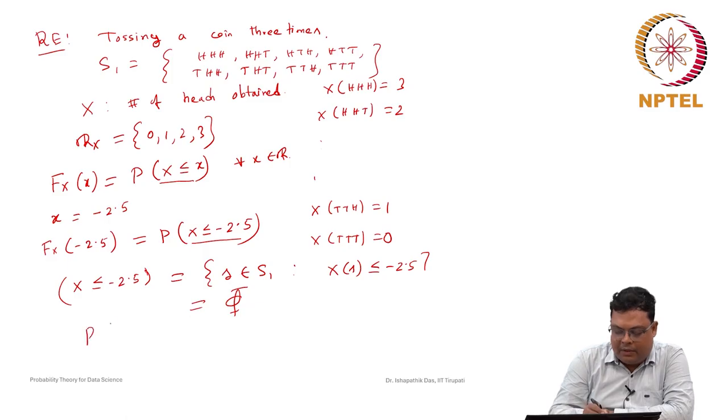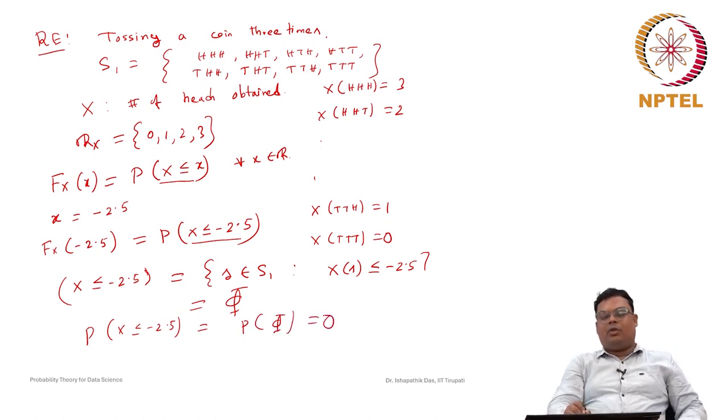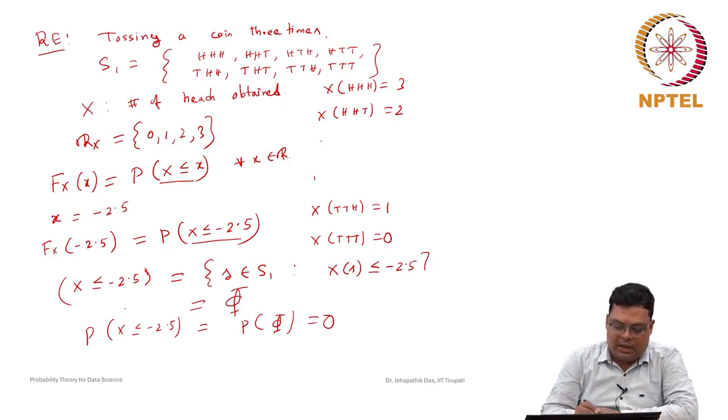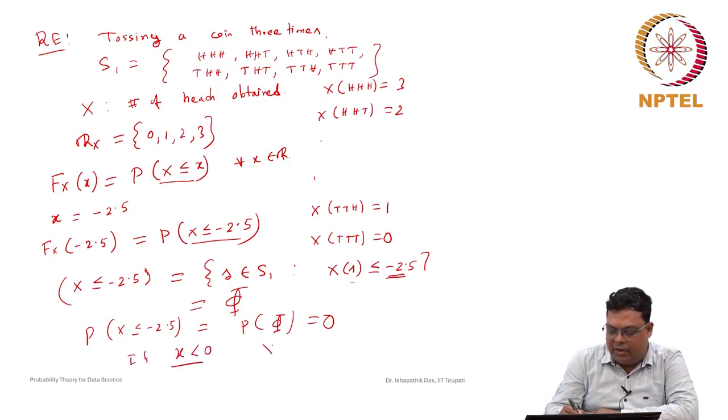That is why the probability of X less than or equal to minus 2.5 is the probability of phi, which is equal to 0. So for any negative real number x, this will be the null set, because X is always taking non-negative numbers. So if x is less than 0, then the event X less than or equal to x is the null set. Whenever x is less than 0, any number like minus 2.5, the set is empty, so the probability will be 0.